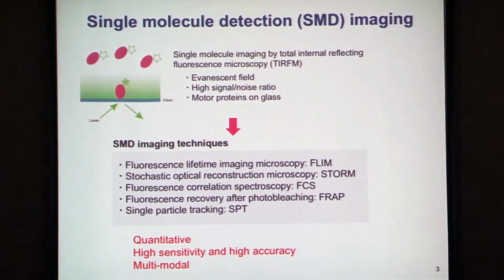So I'll list some of the SMD imaging techniques, such as fluorescence lifetime imaging microscopy, FLIM, or stochastic optical reconstruction microscopy, STORM, fluorescence correlation spectroscopy, FCS, and fluorescence recovery after photobleaching, FRAP, or single particle tracking, SPT. I utilize all of these techniques to understand the behavior of molecules or environmental parameters inside of living cells. The features of SMD imaging are that it is highly quantitative, highly sensitive, and highly accurate. And also, I'm happy about it being highly multimodal. In a couple of slides, I'm going to talk about the SMD imaging techniques.